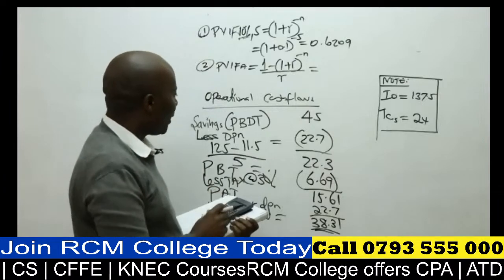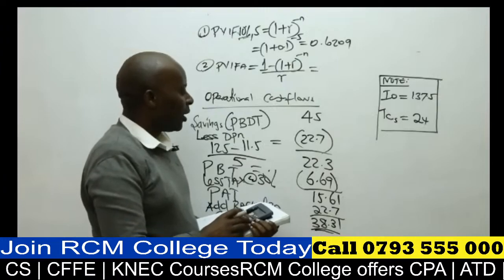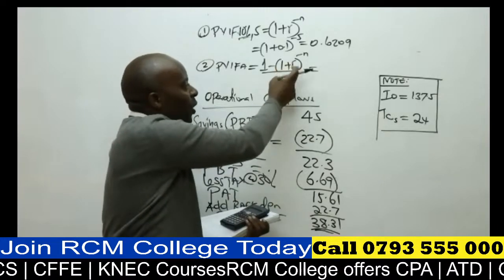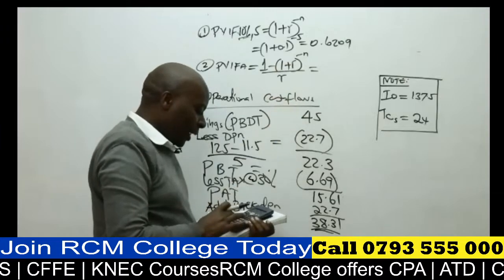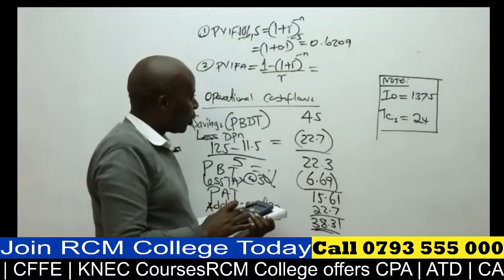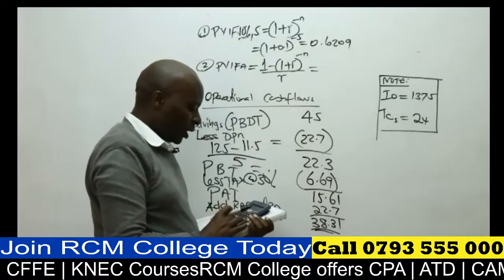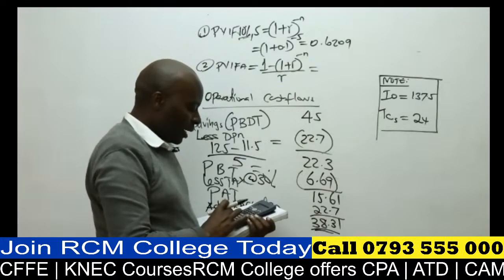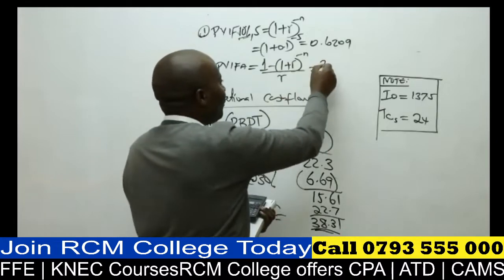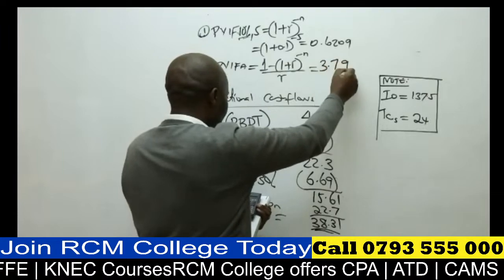Ladies and gentlemen, listen to me very well. What do we have there? I know this is 1.1. So I'll take 1 minus 1.1 raised to negative 5, and you divide this by 0.1, which at the end of the day will give us 3.7908.